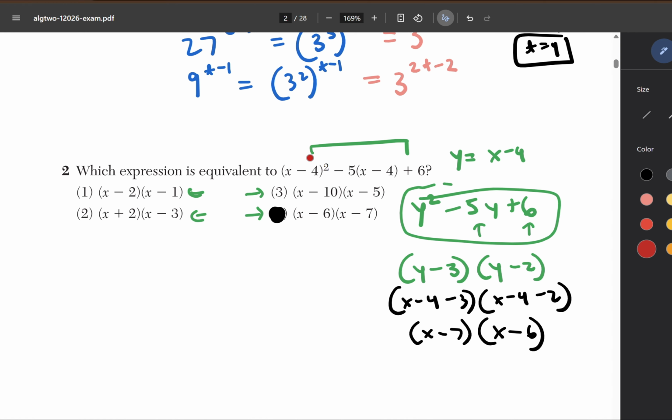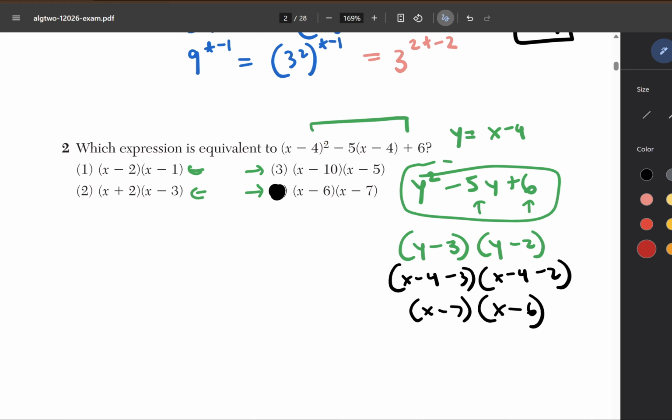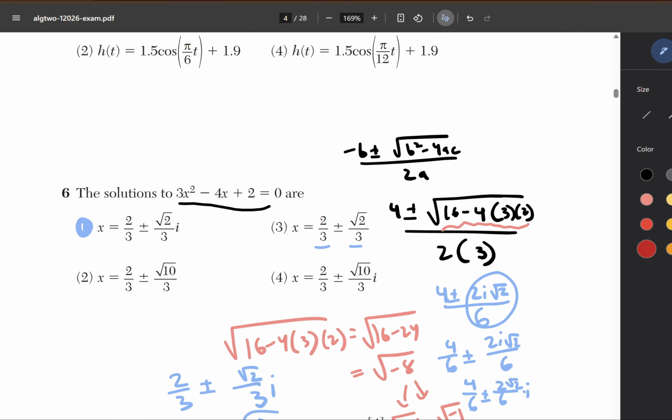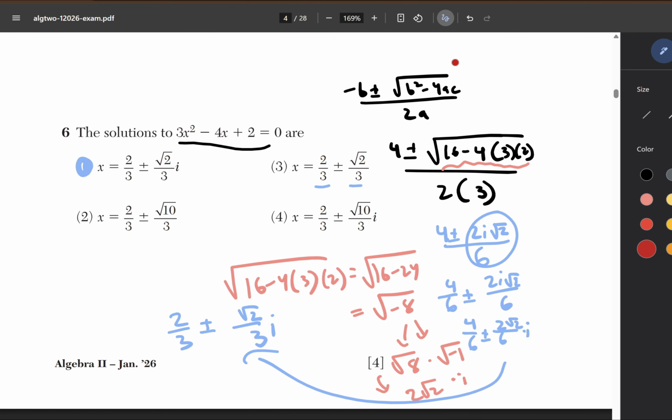You can substitute any variable, a, b, c, d, e, whatever you want. If you substitute that variable for x minus 4, we're able to factor this problem out a lot more easily. Last but not least, as we saw with question 6, when you see that the discriminant here is negative, then we know that it is an imaginary solution, and we'll have an i like answer choices 1 and 4 have.